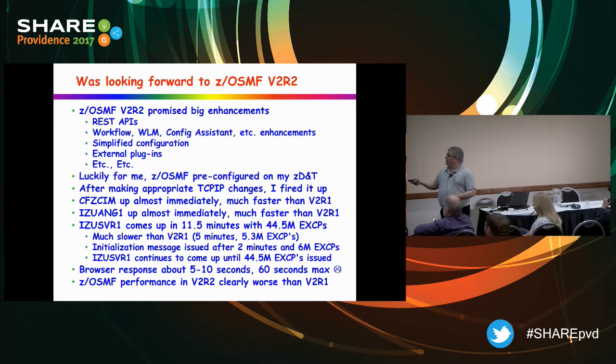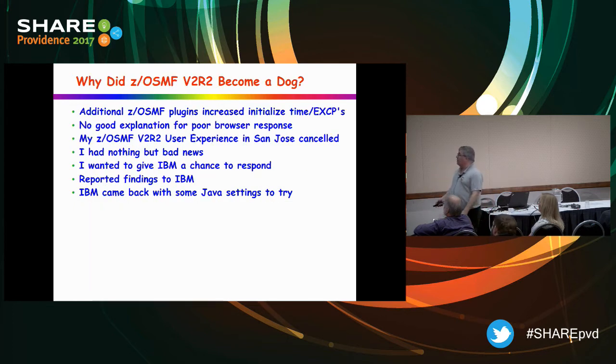Now, SVR1 was trying to trick you a little bit because it gave you the initialized message after 2 minutes and 6 million EXCPs. But it kept taking CPU and I/O, and kept saying, okay, this plugin's initialized, that plugin's initialized, over and over again. My browser response was about 5 to 10 seconds, but in some cases it got up to 60 seconds. It was really bad. So I was kind of bummed out because I was really looking forward to it, but V2R2 is clearly worse than V2R1. So we got all the extra plugins, got more initialized.